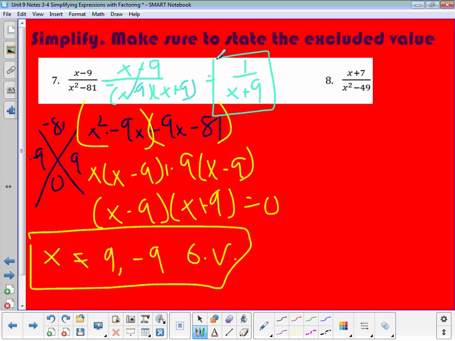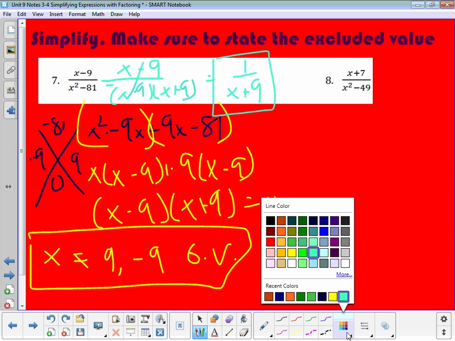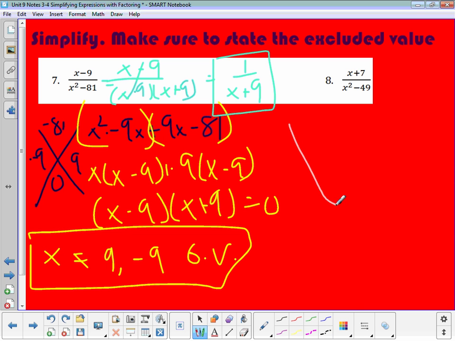Let's take a look at number 8. So x plus 7 on top can't be simplified anymore. Well, let's take a look at that 49. We're going to be multiplying to a negative 49, and again, adding to 0. When we do that, we're going to do 7 and negative 7. Okay, so that's the head start I'm going to give you. Go ahead and finish that one up on your own.